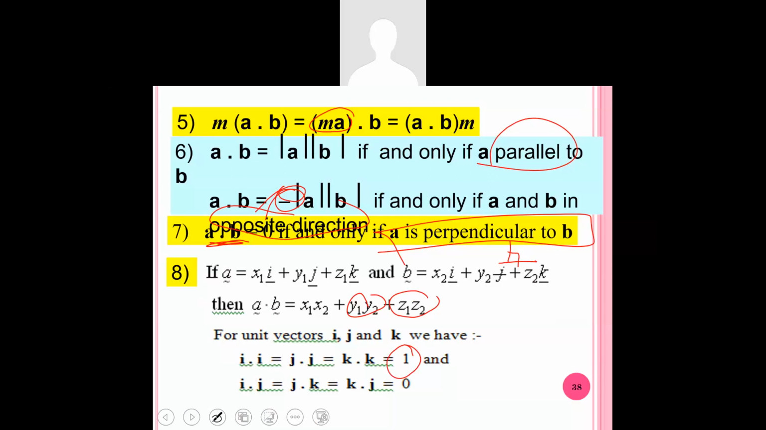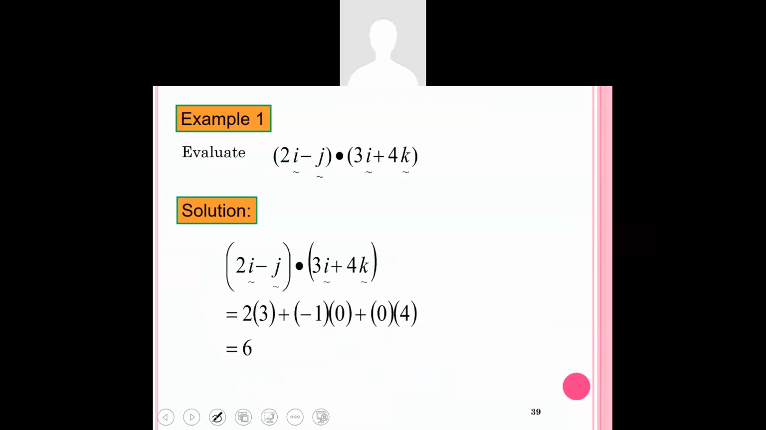Okay, let's look at this example. We're looking for the dot product of these two vectors, 2i minus j, dot product with 3i plus 4k. So we're just going to take the coefficients of i multiplied with each other, and the coefficient of j, which is -1, but there is no j in the second vector, so we multiply it with 0, and then there's no k in the first vector, so it's 0.